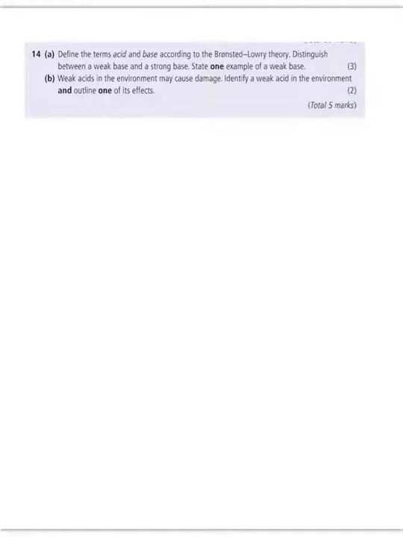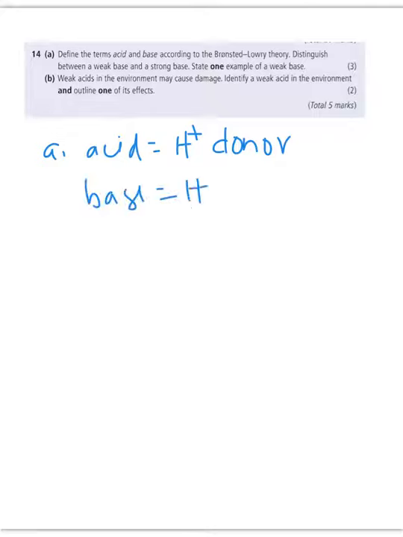And finally, number 14, define the term acid and base according to Bronsted-Lowry. Distinguish between a weak base and a strong base. State one example of a weak base. So an acid is an H plus donor. A base is an H plus acceptor. That's the simplest definition.